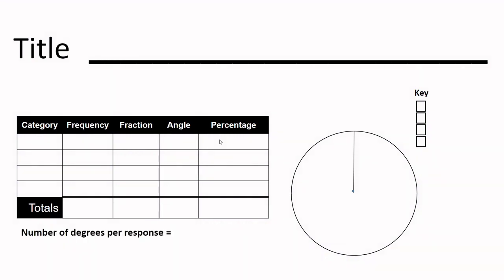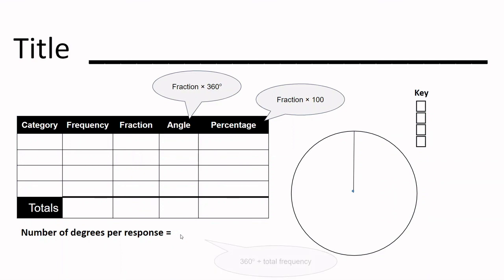To do these calculations, remember that the percentage is worked out as a fraction of 100. The angle is worked out as a fraction of 360 degrees. But you might also like to use the trick of finding the number of degrees per response. That is 360 degrees in total divided by the total frequency that we have here. Always check to make sure that your fraction adds up to one whole. Your percentages should add up to 100%, but very important, before you draw your pie chart, your angles should add up to 360. Otherwise, it's not going to fit.